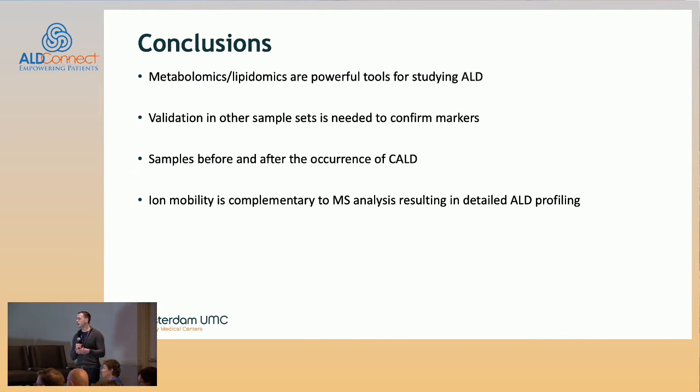Moreover, we need to validate these markers in external sample sets. We need to confirm if these markers that we just identified also hold up in external samples. In terms of the arrested versus the progressive form of cerebral ALD, we also want to measure these biomarkers in samples before and after the occurrence of these lesions, and see if the levels of these are associated with the occurrence of these lesions.